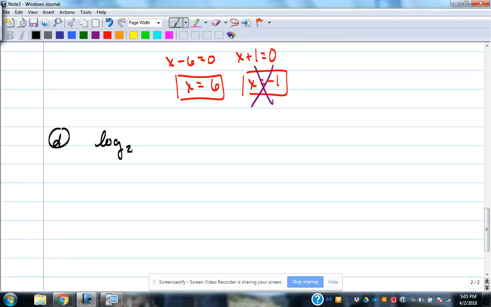Log base 2 to the x equals, excuse me, back up. Let's do this one: 8 times 3 to the x equals 5. Let's do that one, and we'll come back to the next.